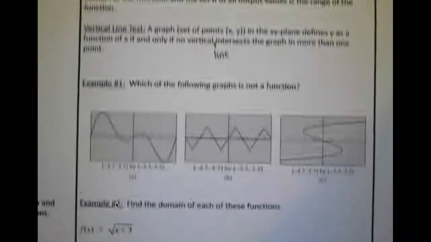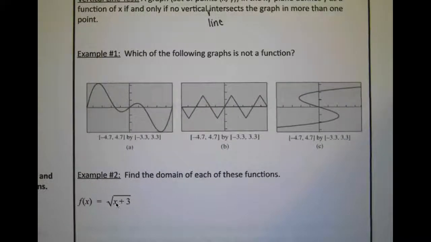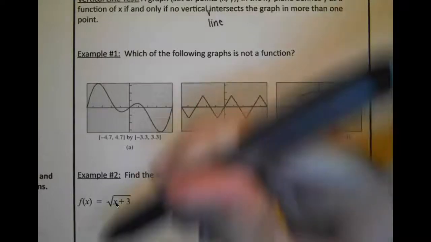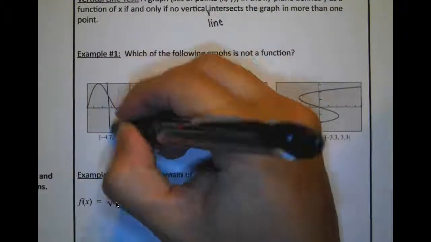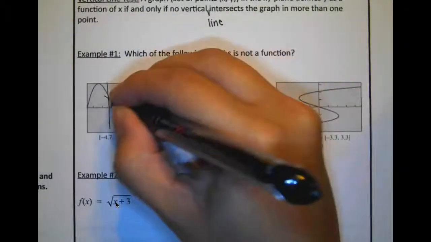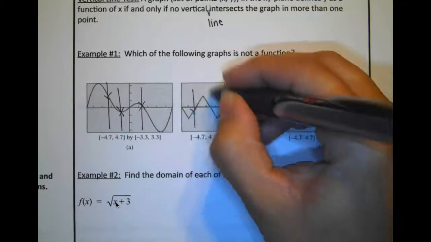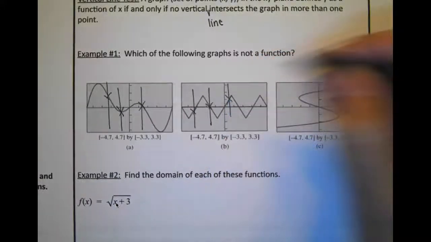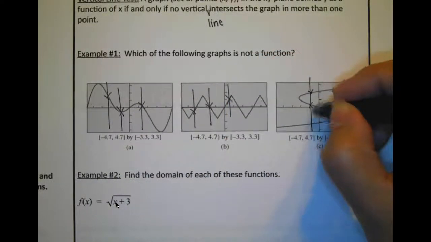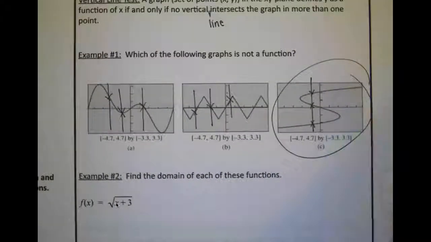So, I think I'm going to let you guys try, I'll do this one. Which of the following graphs is not a function? Well, if you draw vertical lines on these graphs, wherever I draw a vertical line, it's only going to hit the graph one time, no matter where I draw it. But here, it hits the graph multiple times. So this is not a function.